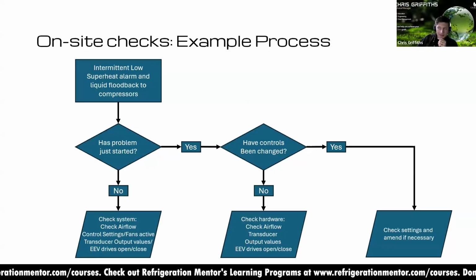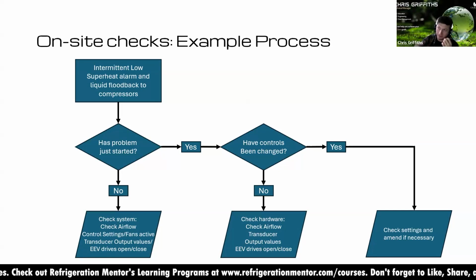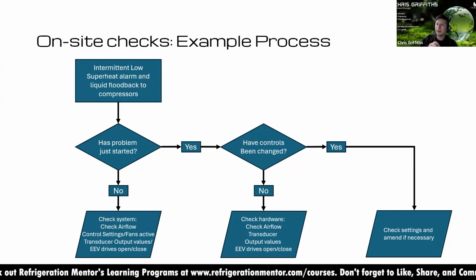So what we've got next is a very simplified on-site check process you can go through. We've got an example scenario here of an intermittent low superheat alarm, and finding occasionally liquid flood back to compressors. Say one of the 4 compressors on site has been flooded, it's got valve damage, it's been sent away to the manufacturer, a new one fitted, and you're starting to get the same issues again.